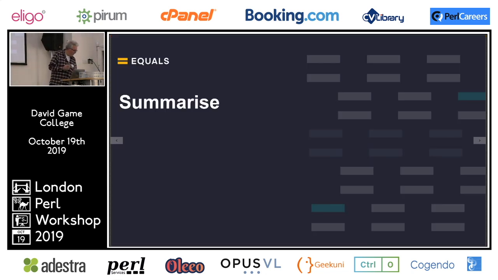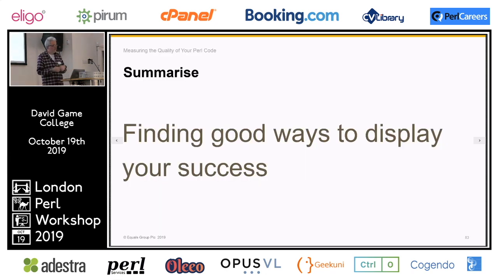Okay, I've got 20 minutes left, so I'm going to have time to take some questions at the end. How do we summarize this? So this is about finding good ways to display the successes that you've had. So I showed that graph at the start of the talk. How do we achieve something similar to that?